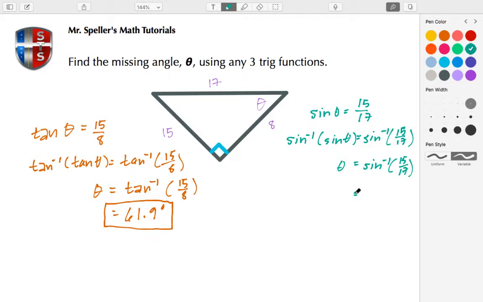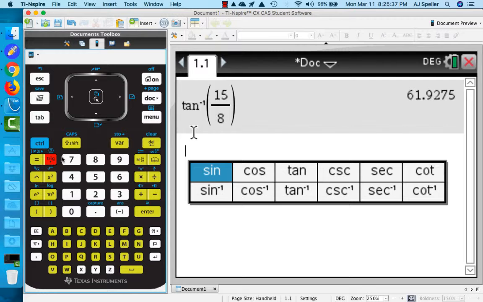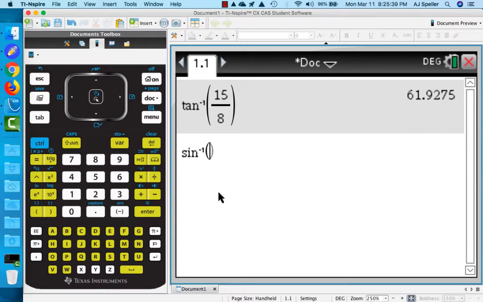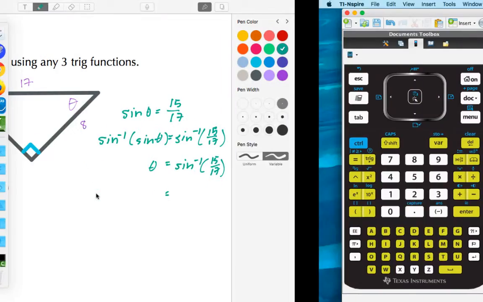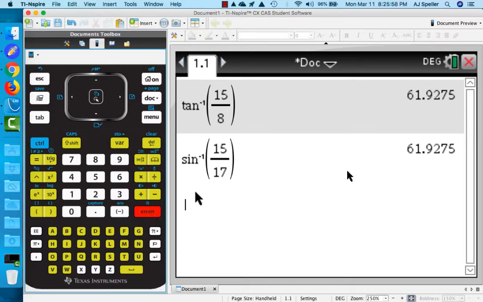All right, let's go back to the TI Inspire. So we're going to click the trig button. We want the arcsine. And what did we say it was? We said it was 15/17. So 15 divided by 17. And control and enter to get the approximation. And again, we come out with 61.9 degrees.